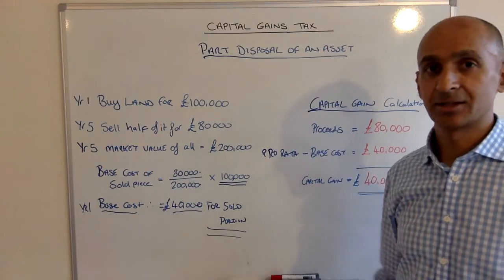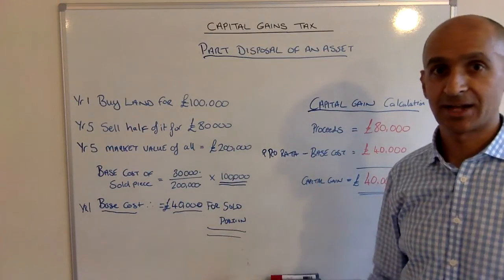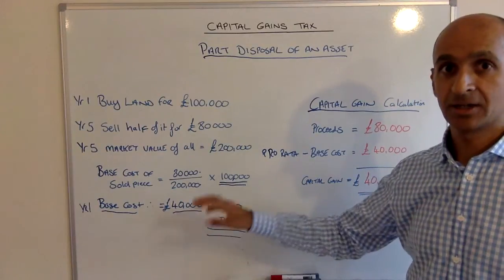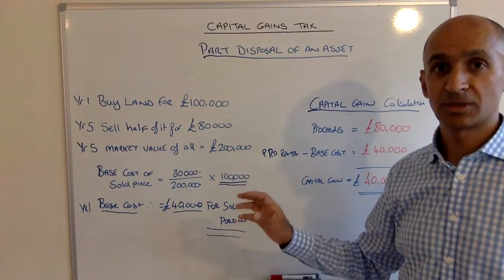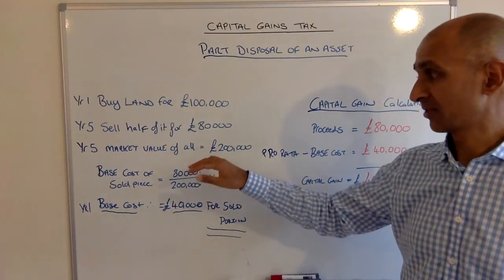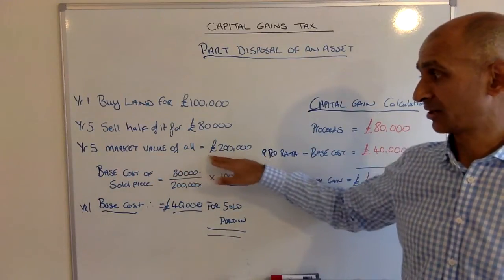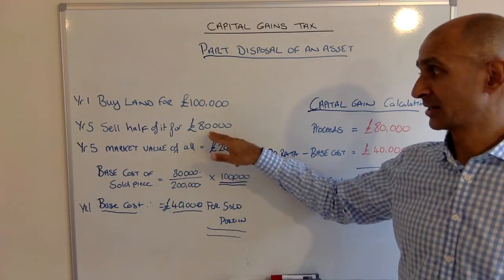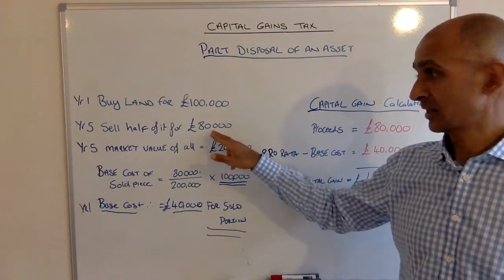So it's potentially slightly tricky just to get your head around, but it's a very simple calculation. We just need to get what was the base cost, and for that we need to have a market value of the entire piece, and we need to know how much he sold his piece for as well.